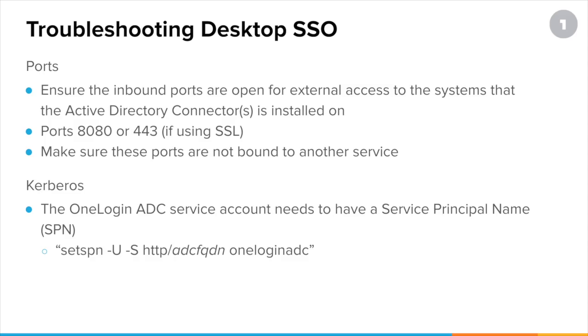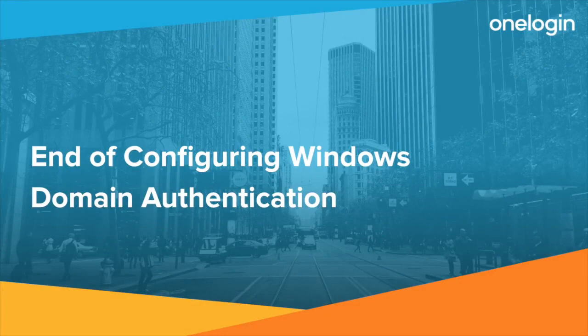So setspn -US HTTP, again, like dc.onelogintraining.com or member.onelogintraining.com. That's that ADC FQDN, that internal FQDN for it, and the service account name. And again, you'll want to run that specifying each of those FQDNs for your different Active Directory connector instances. Okay? And with that, have fun with Desktop SSO, or as it is now called, Windows Domain Authentication. This concludes the last part of configuring Windows Domain Authentication.